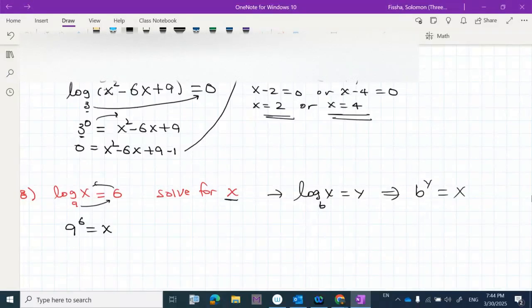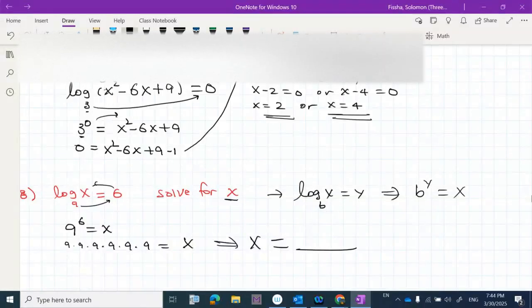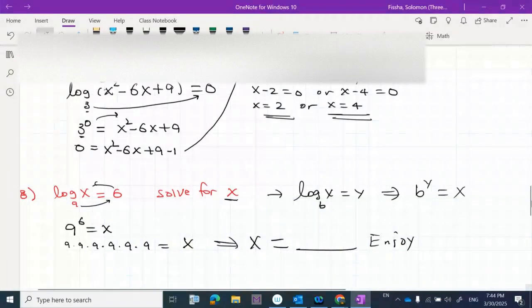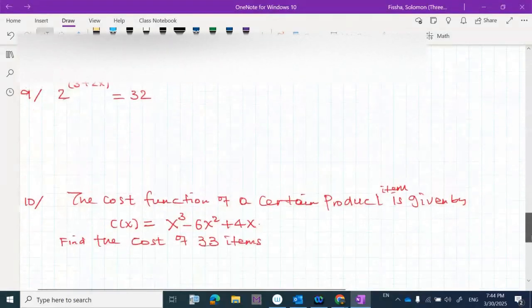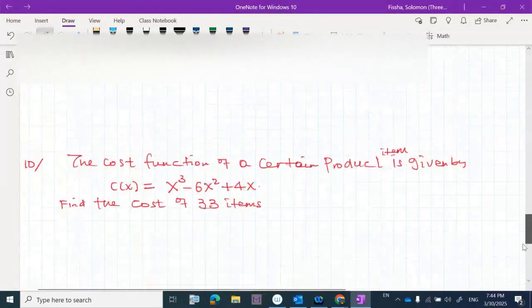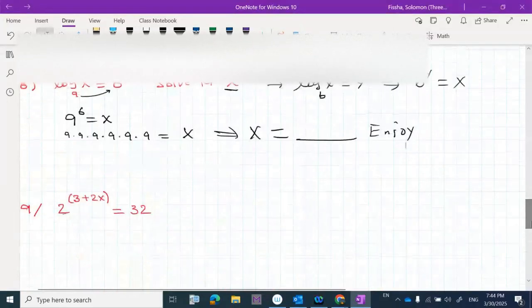This simply means 9 to the power of 6 is 9 times 9 times 9 times 9 times 9 times 9, which equals x. If you multiply 6 times, you get some number. I'll leave this one for you, just use a calculator and you can simply answer it. Okay, I leave that work for you. Okay, the last, not the last actually, there are two more. We are very close.